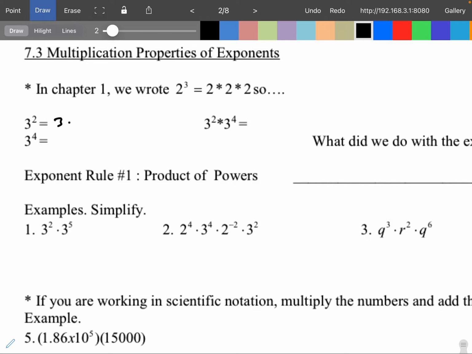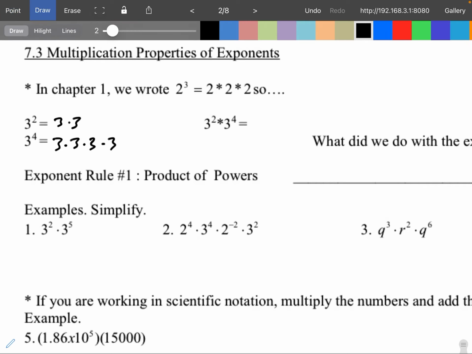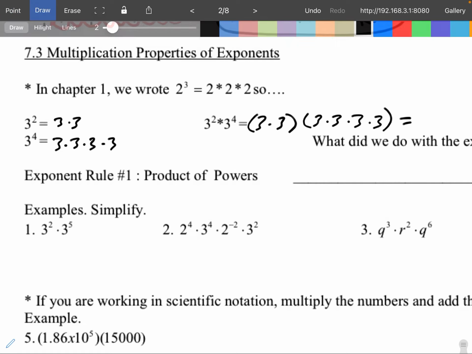And what does 3 to the 4th power mean? That means 3 times itself 4 times, right? All right. So then over here, you got 3 squared times 3 to the 4th. Well, we just said that 3 squared was 3 times 3, and 3 to the 4th was 3 times 3 times 3 times 3. So what would you have all together? 3 to the what? Yeah, if you look at this, you've got 3 times 3 times 3 times 3 times 3 times 3, so that would be 3 to the 6th.